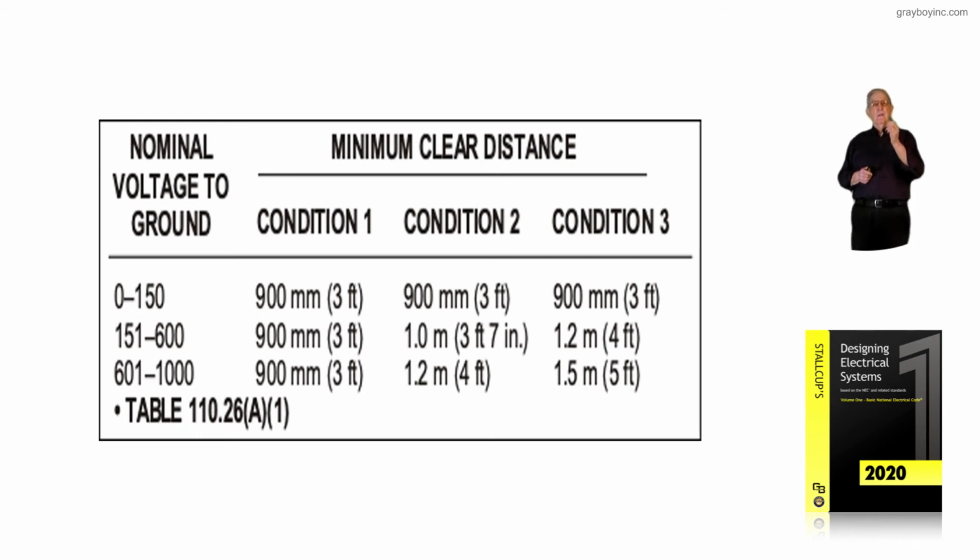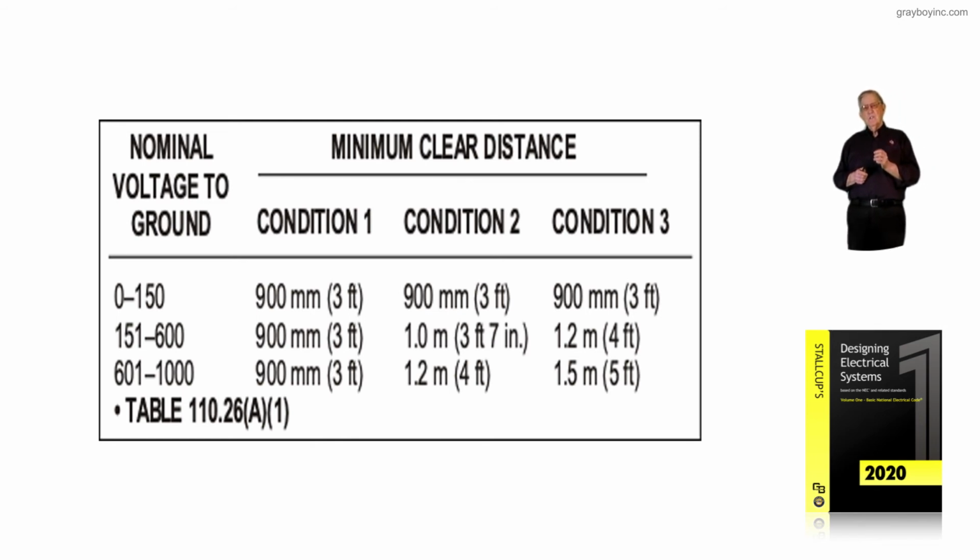It's an example. Now notice that would be 277/480, or a 480 volt corner-grounded delta where you ground one of the 480 volt legs, and you come up with 480 volt to ground. Then notice it's 3.5 foot that we would have listed there. And then when you drop down to 601 to 1,000 volt, you would have 4 foot.